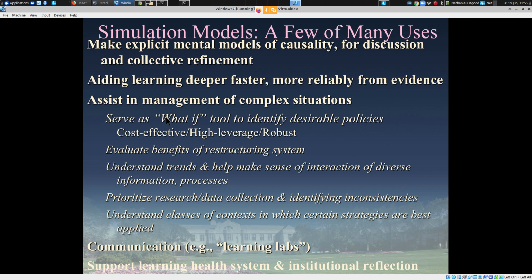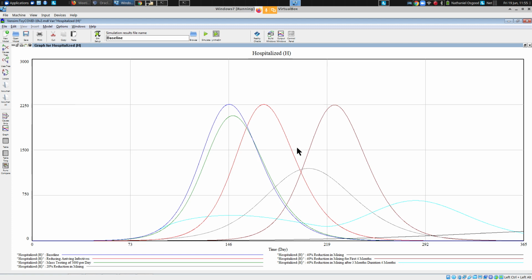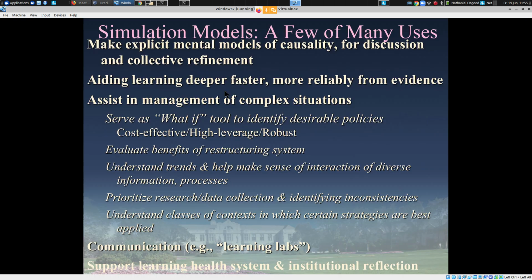But they also assist in this management of complex situations. They allow us to ask these what-if questions that allow us to say, what is the load on the care system if we do this or do that? And identify potentially policies and portfolios of interventions that are cost-effective, high leverage, and robust.